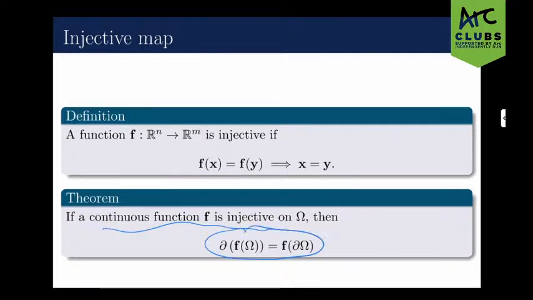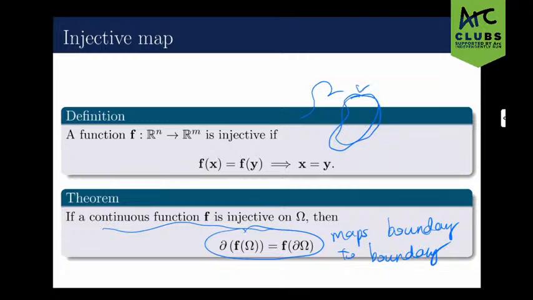it maps boundary to boundary. So if I have some set omega, this is the boundary. Then when I apply f to it, I get something different. This is f of omega. Then this boundary gets mapped to this boundary.